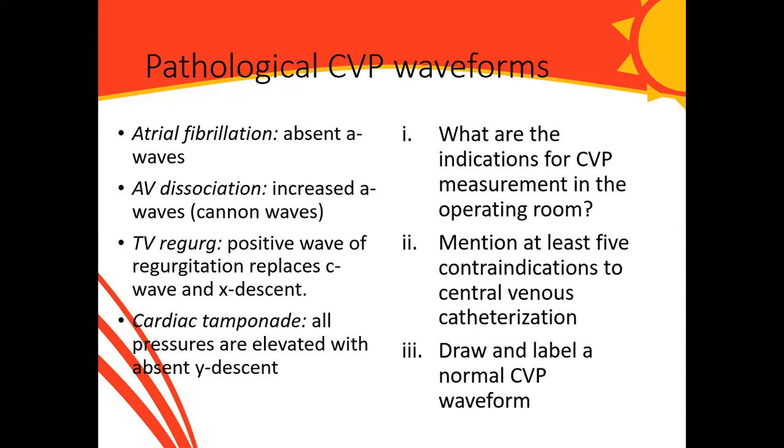All right, so there are questions on the right side, practice questions. What are the indications for central venous catheter or central venous pressure measurement in the operating room? Mention at least 5 contraindications to CVC, and draw and label a normal CVP waveform. And I may add some pathological CVP waveforms. I may ask you to interpret what these pathological waveforms mean.